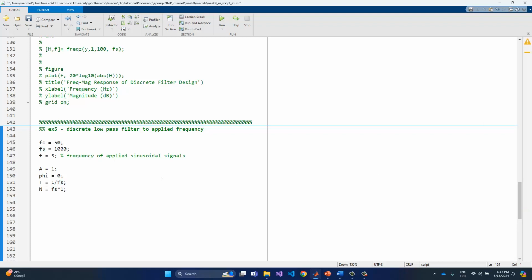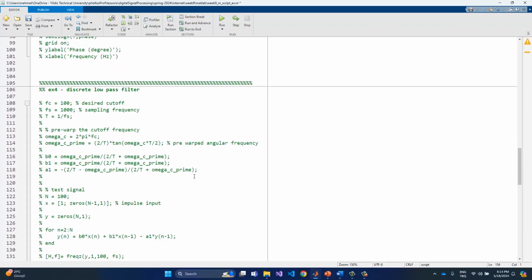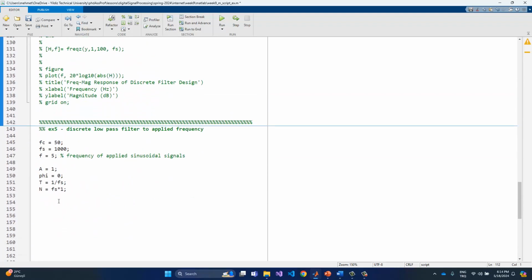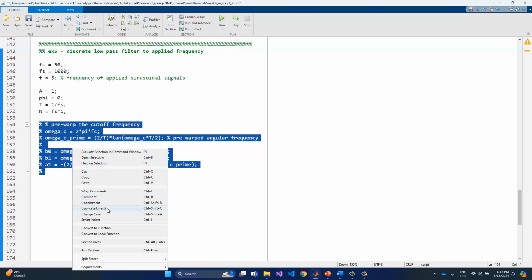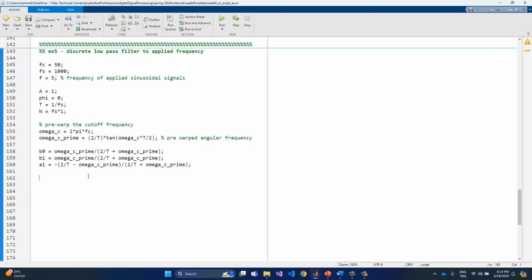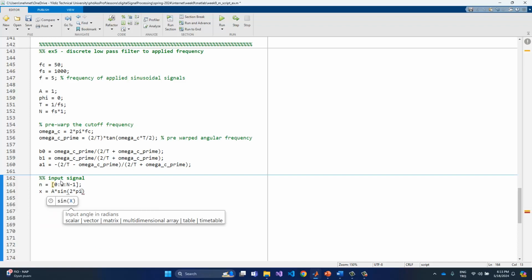After that, we need to take these parameters here, just like this one, copy them, and comments can be given here. After that, the input signal should be assigned as n from 0 to N minus 1, and x equals A times sin of 2 pi f n T plus phi. This is a discrete sinusoidal signal. Okay, and y can be built with zeros and 1.